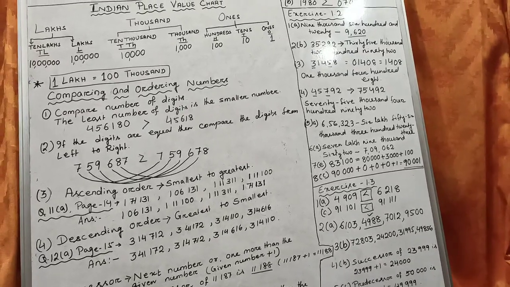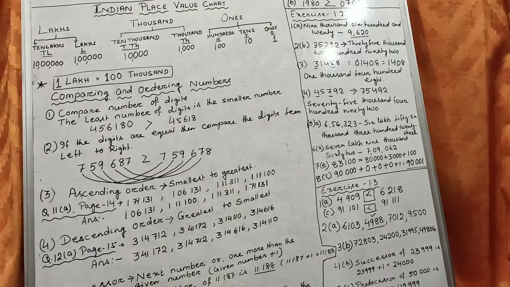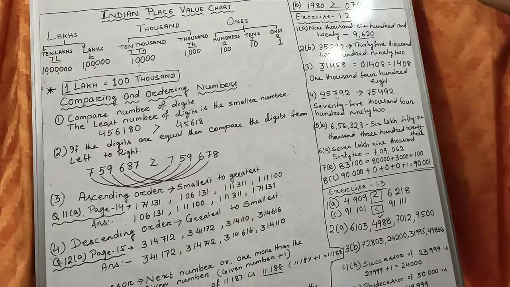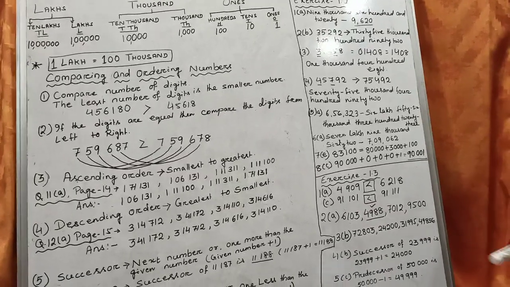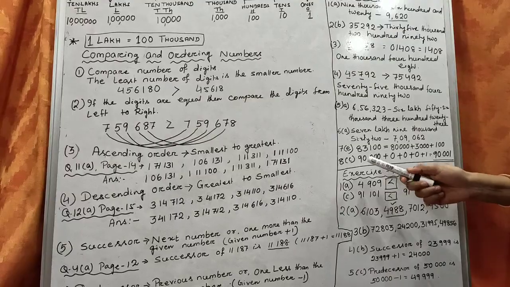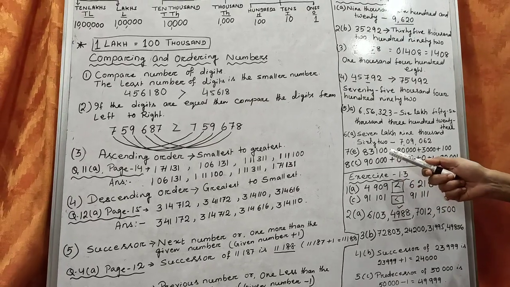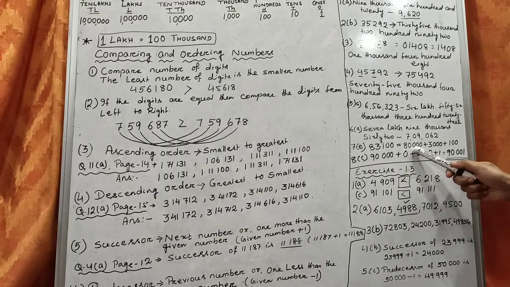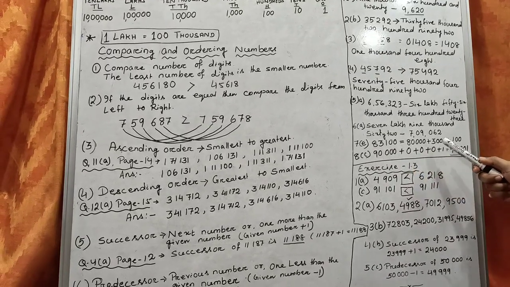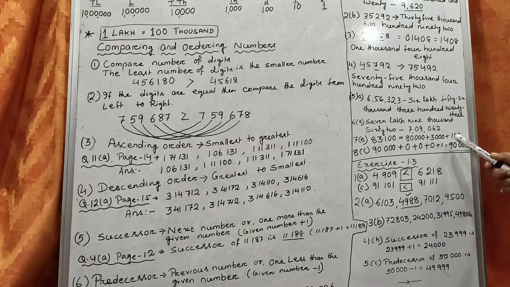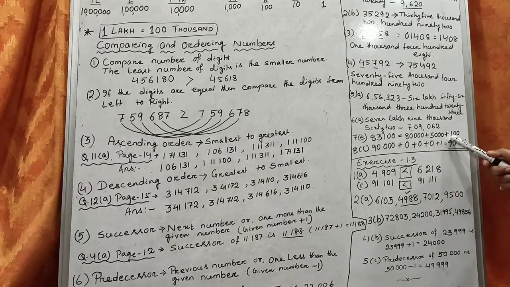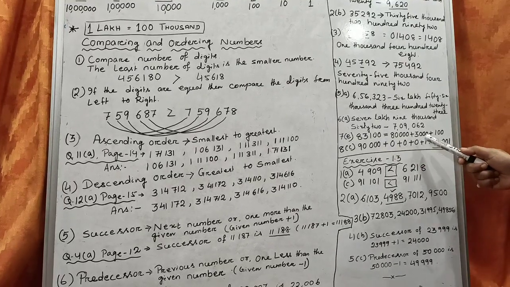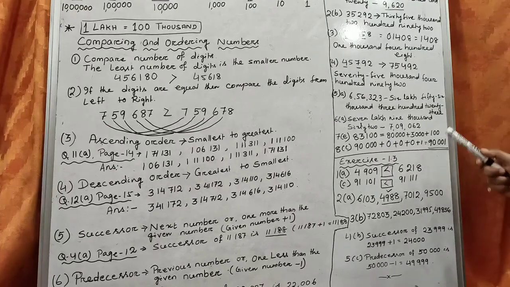Then come to question number 7. In question number 7, it is given write in expanded form. This part also we have already discussed in the previous exercise. Again, I have done one question for you. This is 83,100. So what is the place value of 8 here? 80,000 plus the place value of 3 is 3,000 plus 100. Here the tens place and units place are 0. So 80,000 plus 3,000 plus 100.